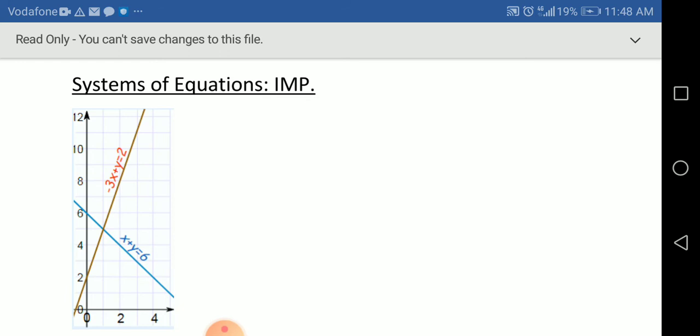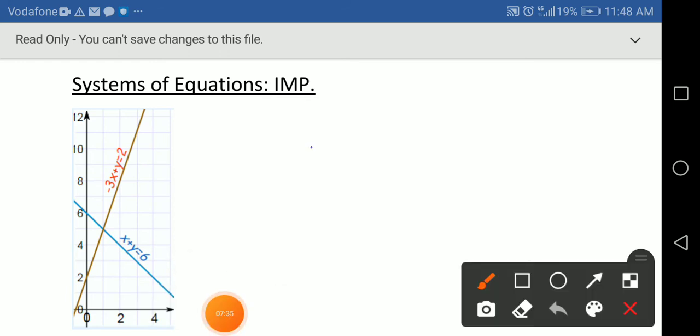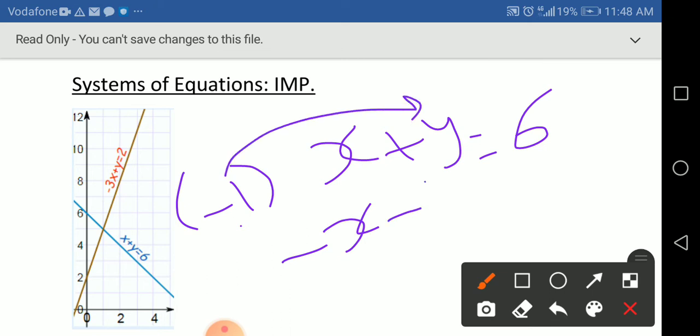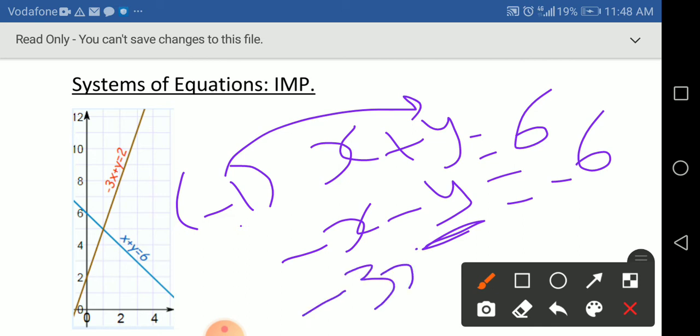Let's clear to make it more clear for you. Again, x plus y equals 6. I will multiply by negative 1. Negative 1 times x is negative x, negative 1 times positive y is negative y, and it equals negative 6, guys. And write down the first equation, this one. And we're going to solve for both of them now.